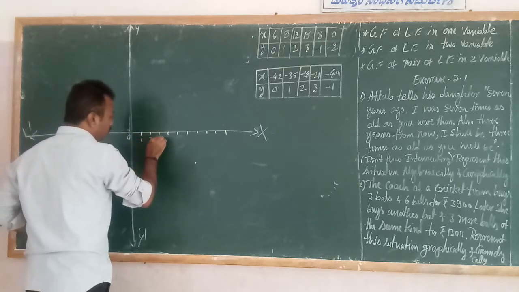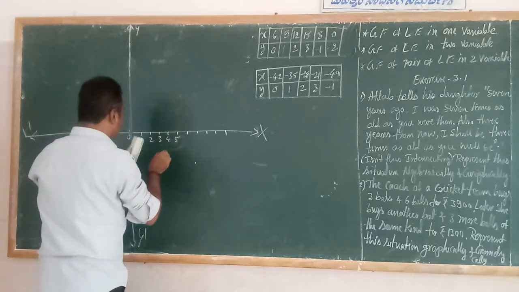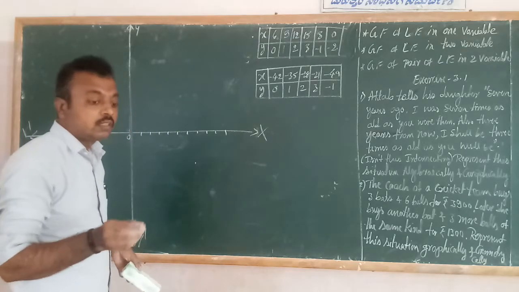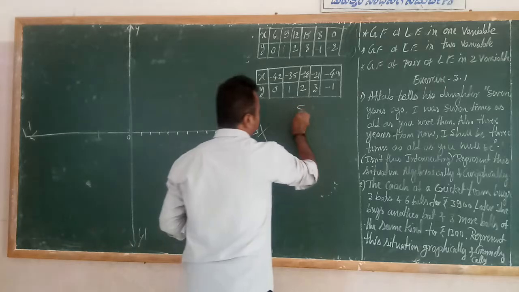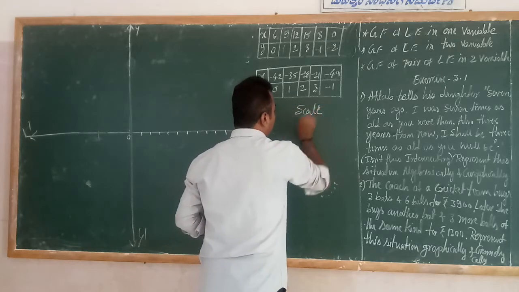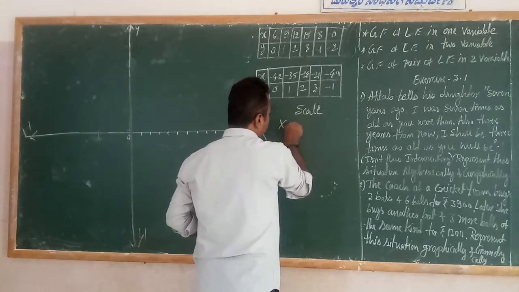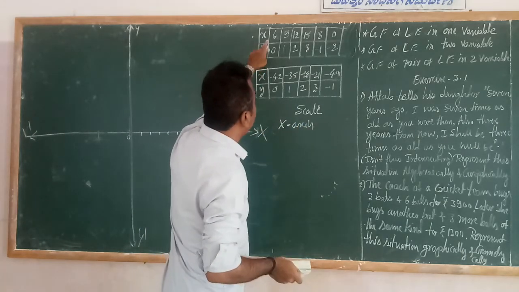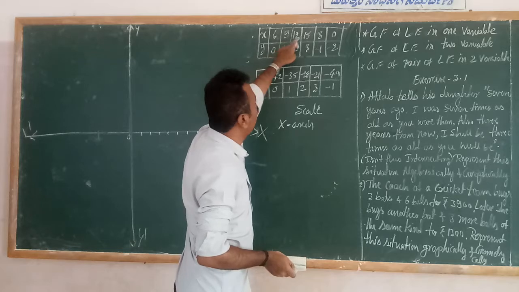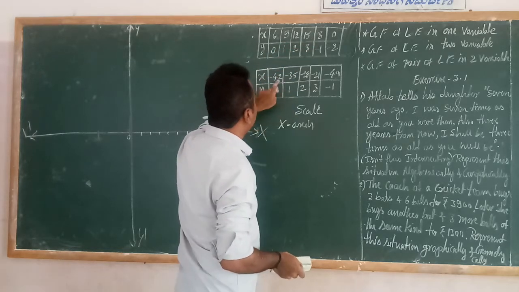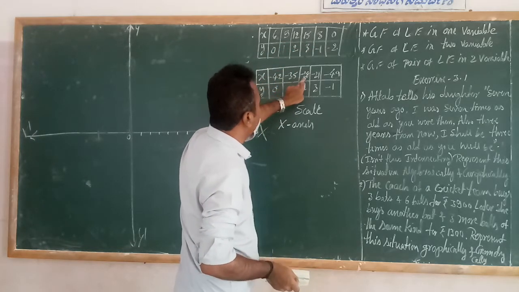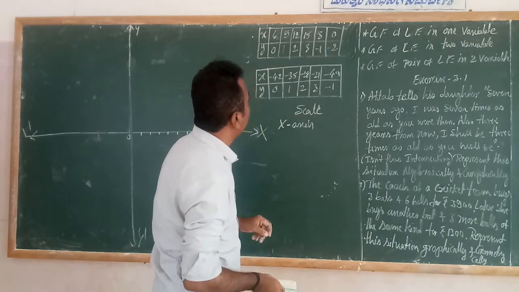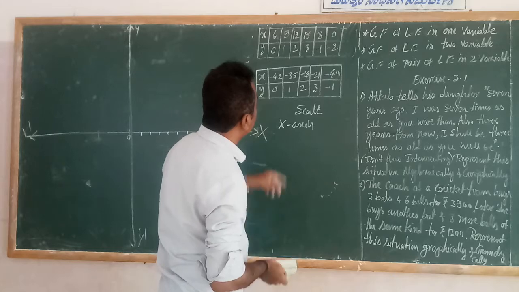1, 2, 3, 4, 5. So before going further, you have to write the scale. You have to take the scale. What is the x-axis scale you want to take? In the first equation x is 6, 9, 12, 15, so 3 is there. Here -42, -35, -28 and -21 is there. So we have to take 3.